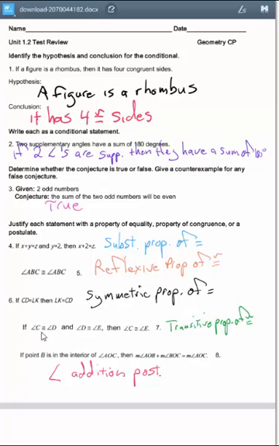If angle C is congruent to angle D and angle D is congruent to angle E, then angle C is congruent to angle E. That's the transitive property of congruence, because if you have anything that says if the first thing is congruent to the second thing, and the second thing is congruent to the third thing, then the first thing is congruent to the third thing. Next it says if point B is in the interior of angle AOC, then the measure of angle AOB plus the measure of angle BOC equals the measure of angle AOC. That is the angle addition postulate.